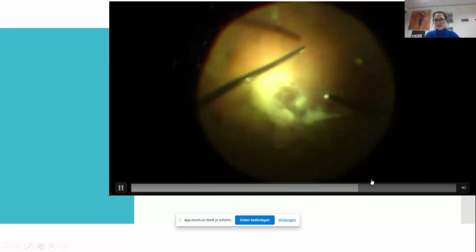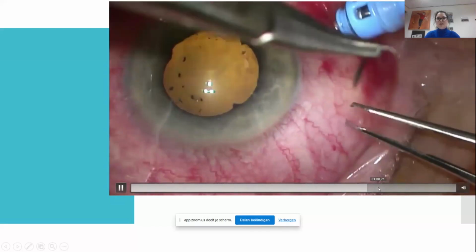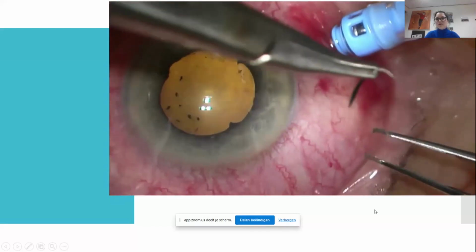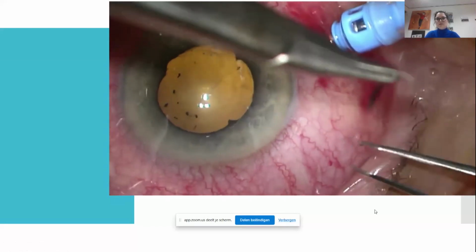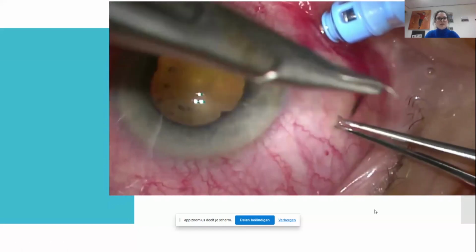And in the end, you see that it was a highly inflamed eye with hyperemic conjunctiva and also synechiae in the center.